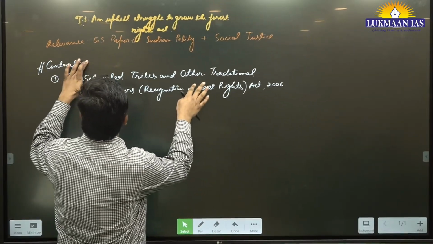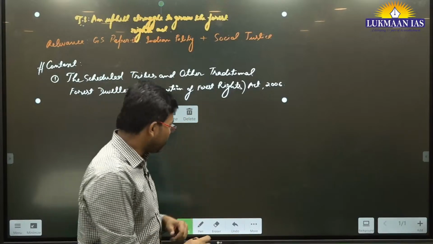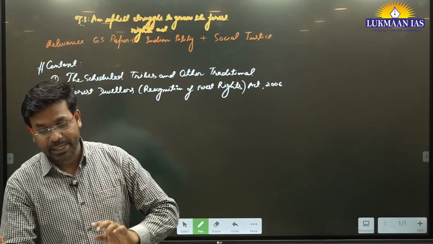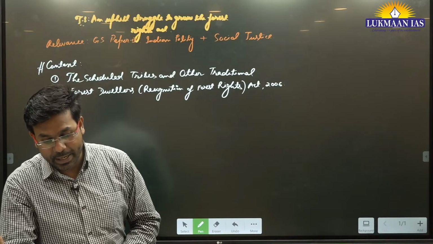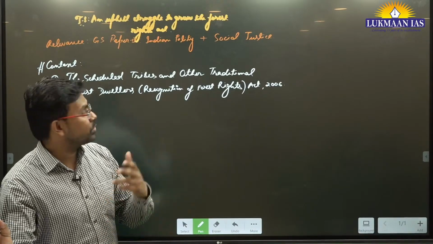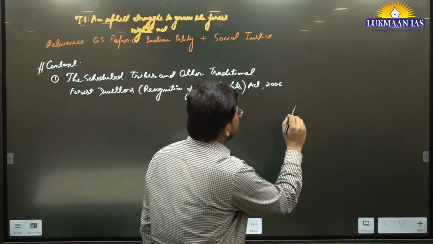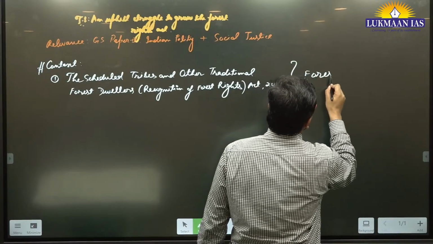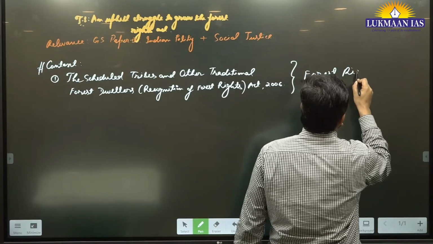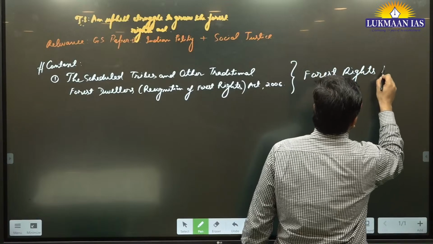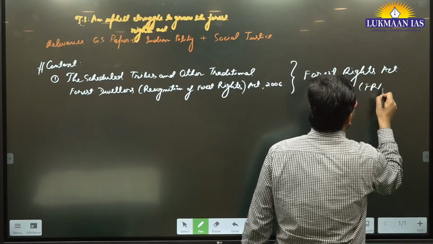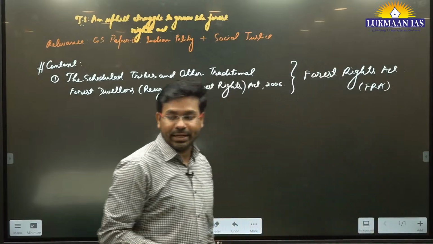This particular act was enacted for the first time in 2006. It was passed on December 18, 2006 in Rajya Sabha. And soon after this was passed, this act started being recognized as the Forest Rights Act. This is the common name of this act, in short FRA, Forest Rights Act. So this is how we recognize this act.